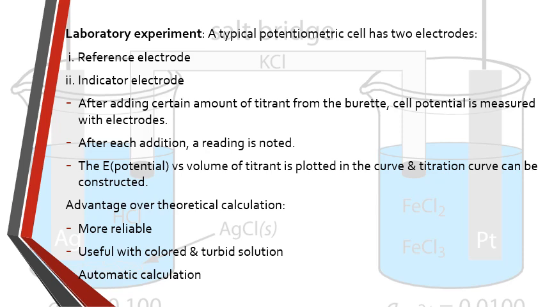Then you analyze the titration curve. The shape of the curve depends on the type of titration. For the strong acid, strong base titration, the curve typically has a steep, nearly vertical rise near the equivalence point, followed by a more gradual slope.